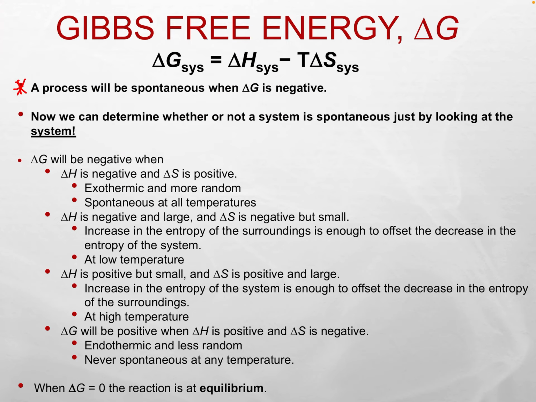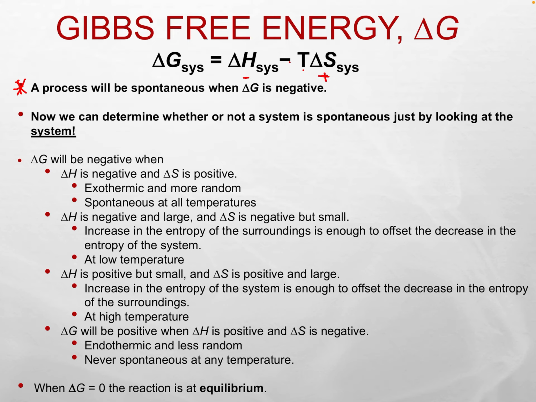So again, now we can look at just our system to figure out whether it's spontaneous or not, which is really nifty. So here's when delta G will be negative. Just looking at a mathematical relationship in our equation, if delta H is negative and delta S is positive, then we'll have a negative here, and we have minus T times a positive.